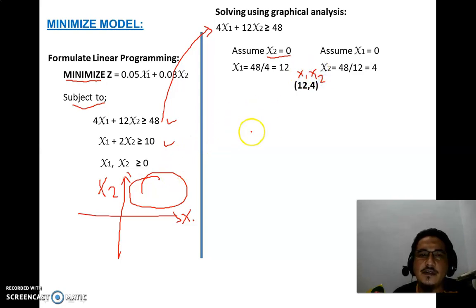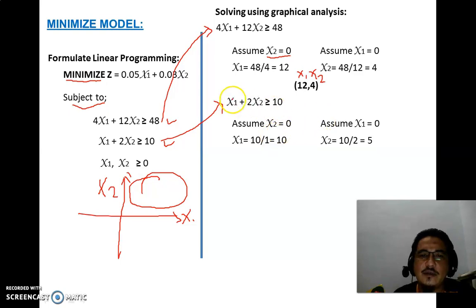Okay, so now we go for the second constraint, which is s1 plus 2s2 more than or equal to 10. Again the same step. Assume s2 is 0, so that means s1 is 10. Second step, assume s1 is 0, so s2 is 5, because s2 equals 10 divided by 2. So the second point is 10 and 5.